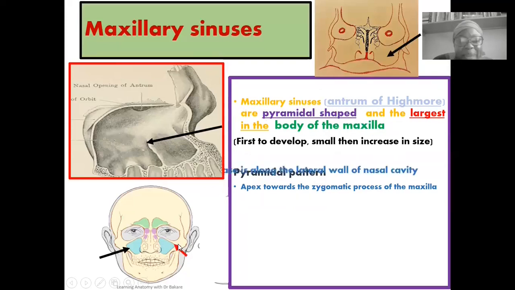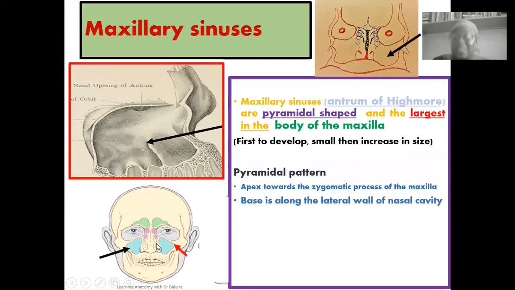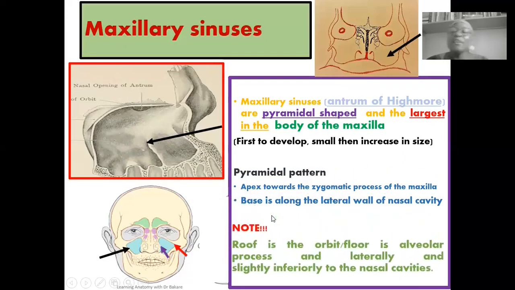Then we have the base along the lateral wall of the nasal cavity. So this is where we have the base of the maxillary sinus, because we say it is pyramidal in shape. The base will be along the lateral wall of the nasal cavity, while the apex will be directed towards the zygomatic process of the maxilla. So that is how that configuration is done.